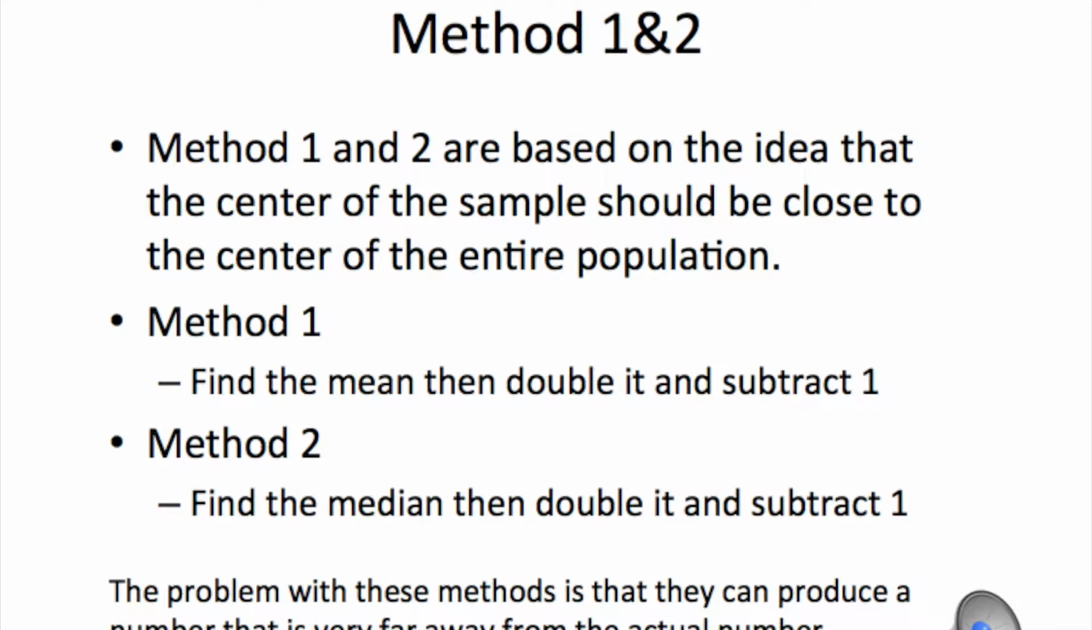Methods 1 and 2 are based on the idea that the center of the sample should be close to the center of the entire population. Method 1 is finding the mean of the numbers, then doubling it and subtracting 1. Method 2 is finding the median, then doubling it and subtracting 1.